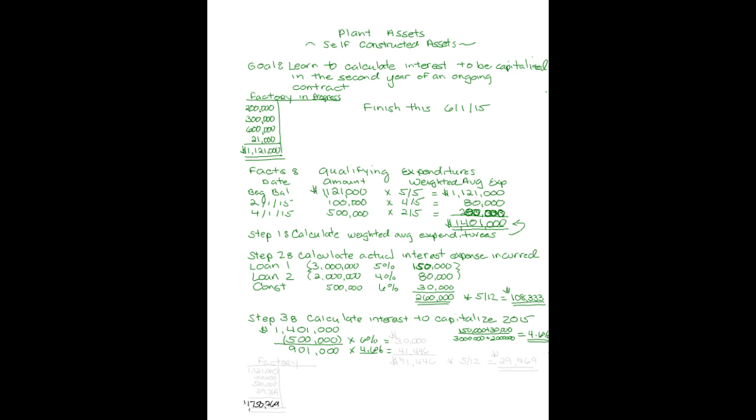So, 500,000 times 6%. Yes, by now we've done that enough. 30,000. 901,000 times 4.6% is 41,446. Add that together, and it's 71,446. But bless your heart, that's an amount for a whole year. So you have to do one more thing before we can call this said and done. And that's times that by 5/12.